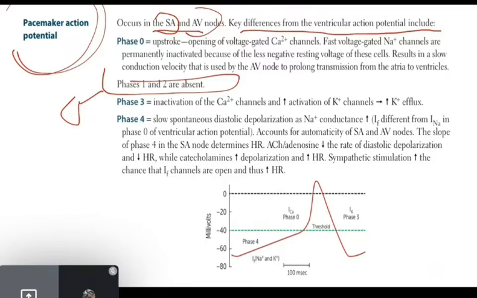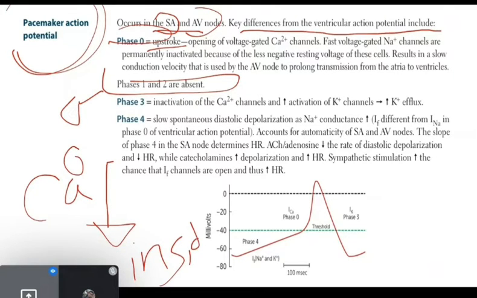Now, the SA node and AV node, as we say, are key different from the myocyte action potential. In phase 0, what happens first is the upstroke, which is the opening of the voltage-gated calcium channels. The first thing that happens in the SA node and AV node is that the calcium channels will open. And when the calcium channels open, you'll have calcium going into the cell, from outside to inside the cell. This is the first thing that happens in the AV and SA node.